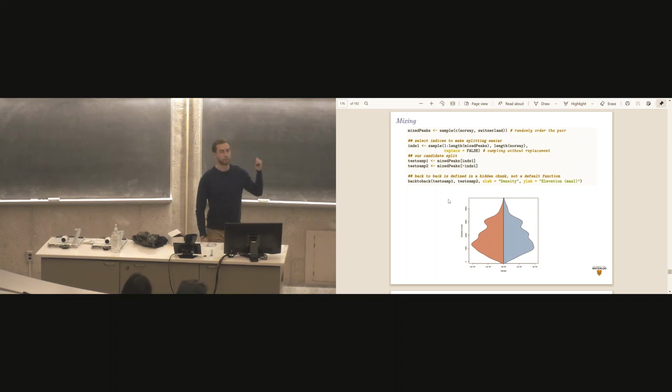So I have here something which mixes the peaks together. I then do a sampling of the indices. You do not want to replace. I believe replace equals false is the default. But you don't want to replace in this because you can't have the same peak appearing in two different data sets. They all are unique observations. And then, once you've selected the indices, you can use negative indexing to really conveniently create one sample and the other sample. And then you can just do a simple back-to-back density estimate.